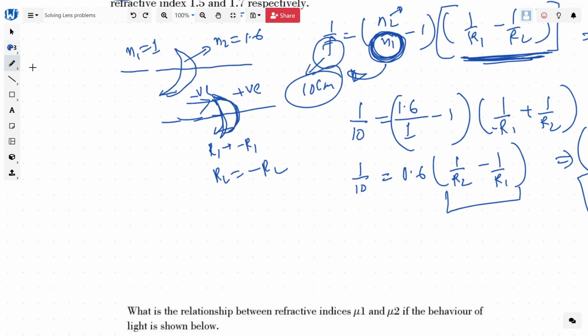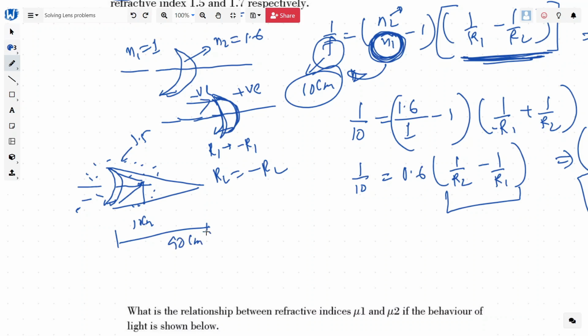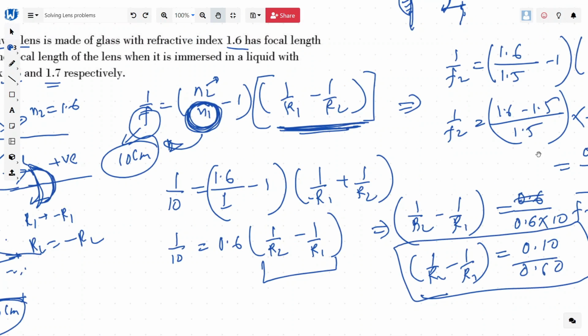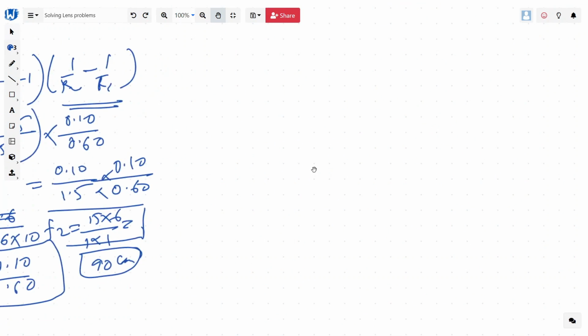What it means is that there's a lot of difference, right? So this lens was here, right? It has a focal length of 10 centimeters. Okay, now we immerse that in a liquid with refractive index 1.5, and suddenly its focal length changes 9 times, right? From 10 centimeters all the way to 90 centimeters. So definitely the medium in which the lens is, there is a lot of effect, right? So now let's see if the medium in which the lens is greater than the refractive index of the lens itself, right? Now let's look at the formula again.